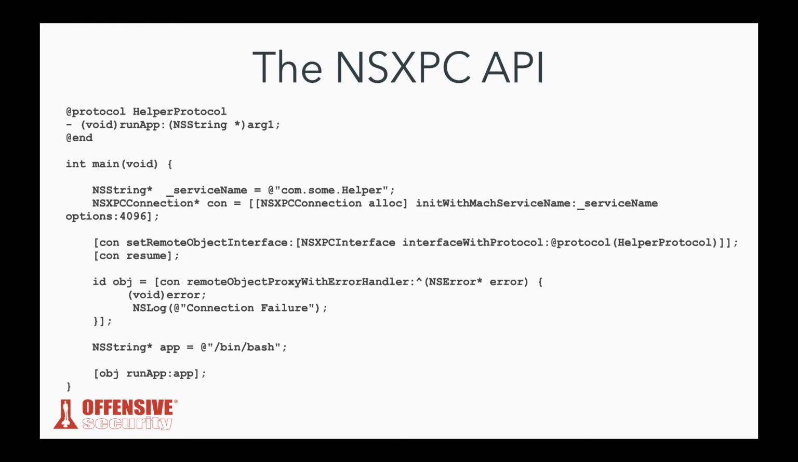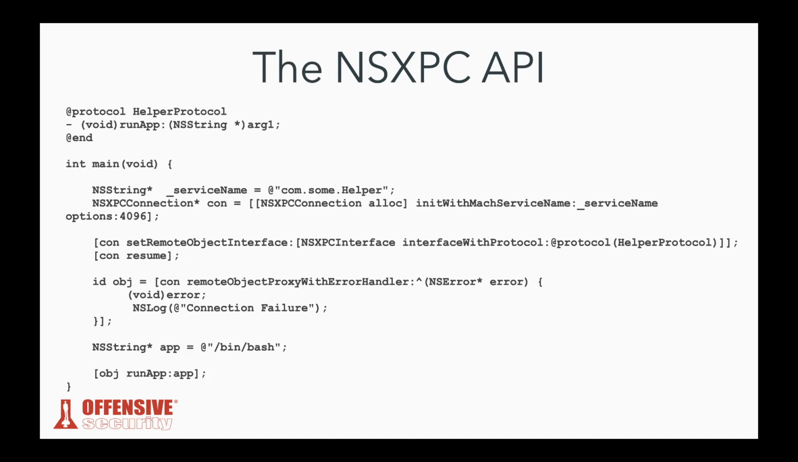Then we set the remote object interface, and here we create an NSXPCInterface with the protocol definition we have. In this example, it's the helper protocol. And then we resume again, and then we create a remote object proxy, and basically that's it. And then we can call these functions over XPC.